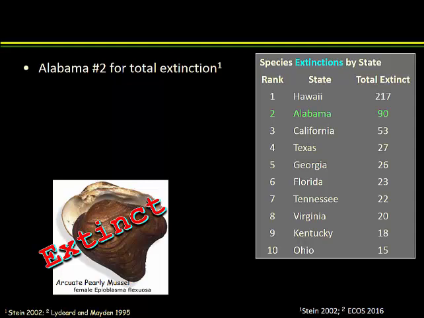Okay, back to some Alabama stats. I've now got a table up here on the right that shows you the top 10 states in terms of extinctions. And I want to point out Hawaii is at the very top, 217 extinctions. Islands are a special case.